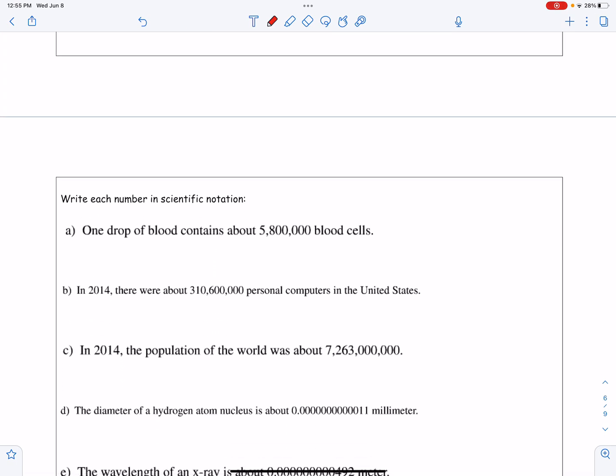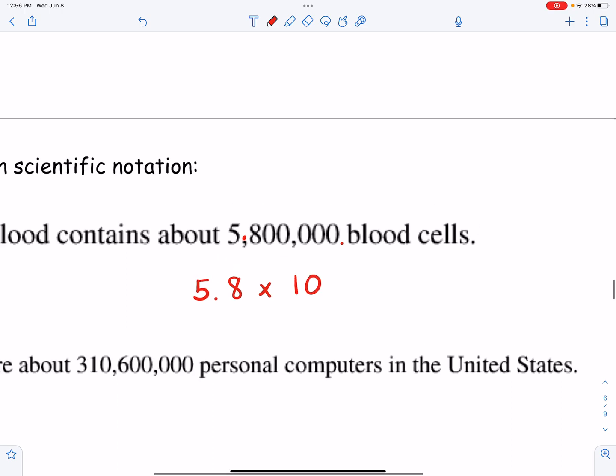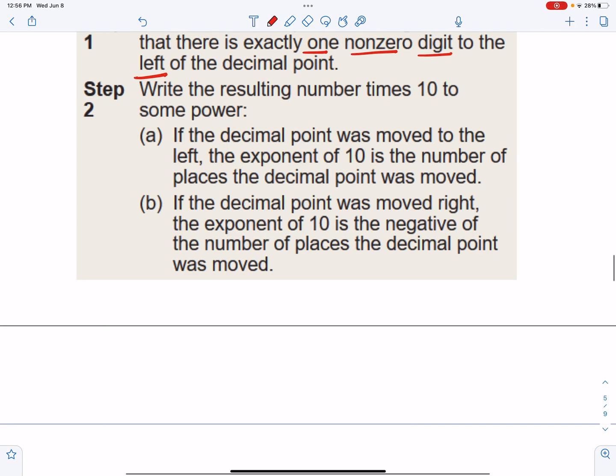Okay, so right here in part A, I'm looking at 5,800,000. Right now the decimal is here because this is a whole number. So I'm going to move that decimal all the way back to here where there is one non-zero digit to its left, and that's the 5. That means the first part, my numerical value A, is going to be 5.8. And then it's always going to be times 10 to a power. So the second part is to figure out what that power is going to be.